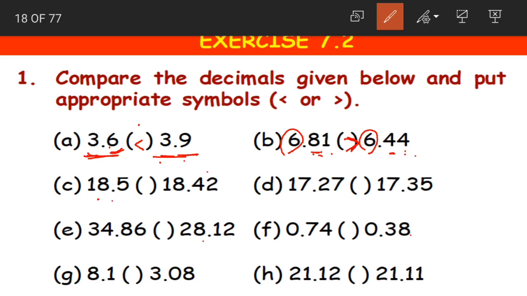Next we have 18.5 and 18.42. Here do not get confused. Do not compare 5 and 42. Do not say that 5 is less than 42, so 18.5 is less than 18.42. No, children. Here we have to compare the digit in the 1/10 place. Here we are having 5 and we are having 4. 5 is greater than 4. So that is why 18.5 is greater than 18.42.